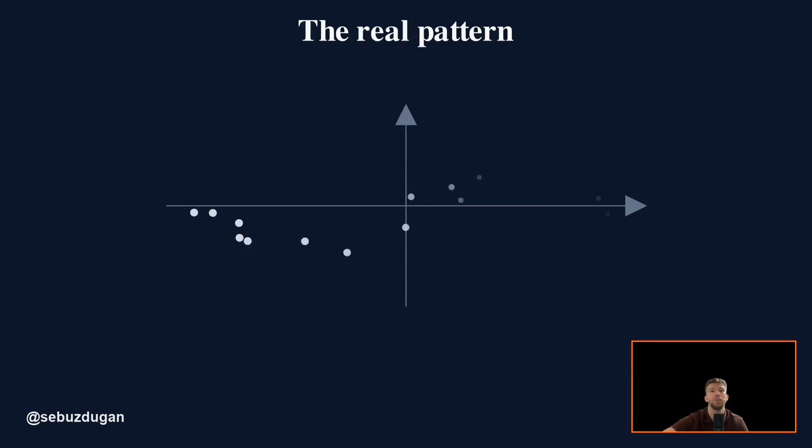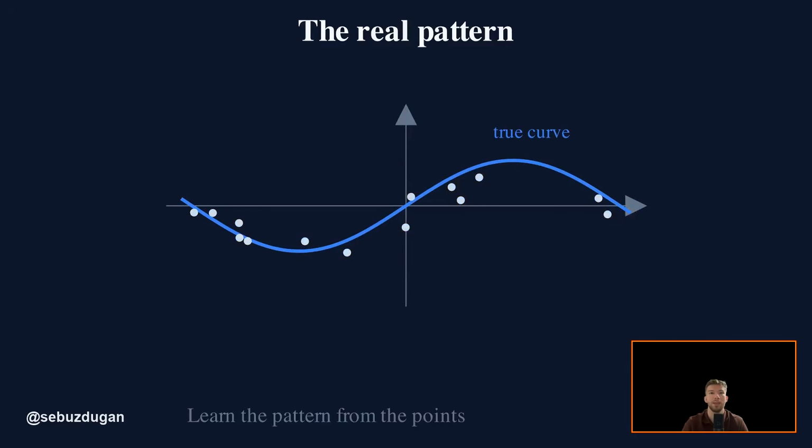A good model should find the real patterns in the data. Here are our training points. The true pattern behind them is this smooth curve. The model never sees this curve. It must learn it from the points.